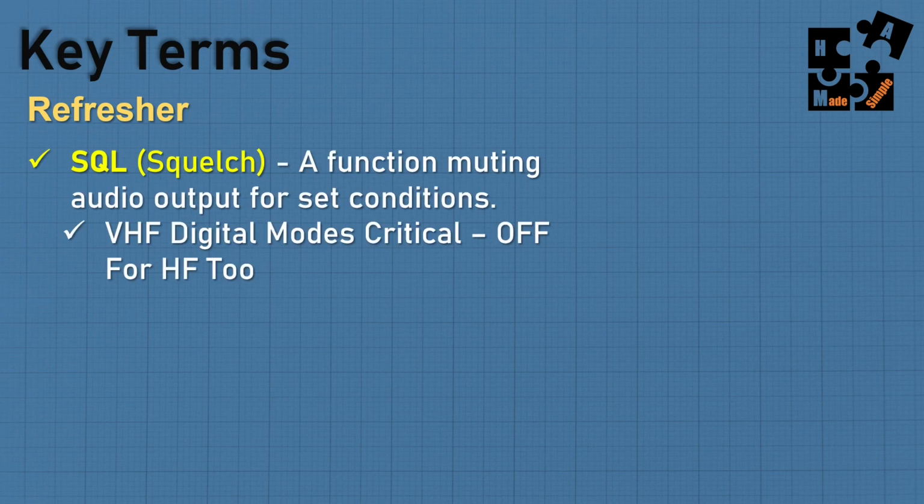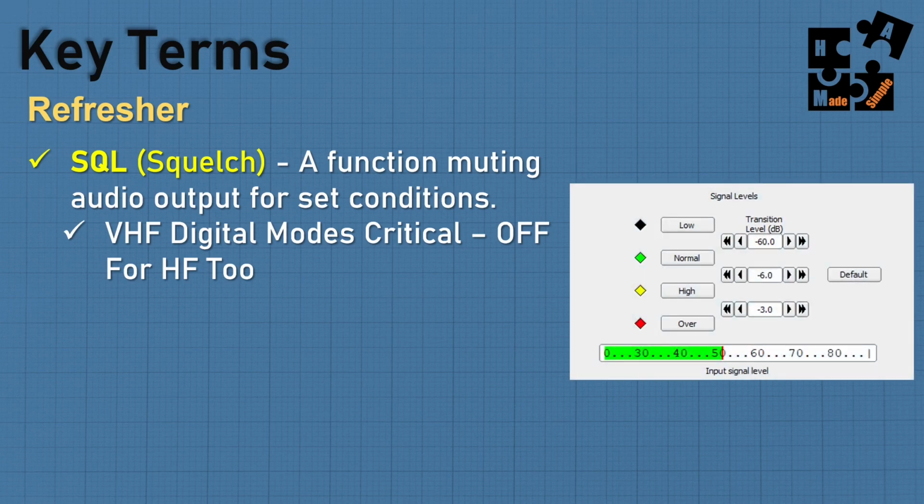So again, let's talk about squelch. It's a function muting audio output for set conditions. In your rig settings, just turn it off. I know some people use it to play with it and stuff. Just turn it off. And it's more critical when we get into the VHF digital modes, which I'll get into in my next video. So what you're seeing here is like the different signal levels in Fldigi.